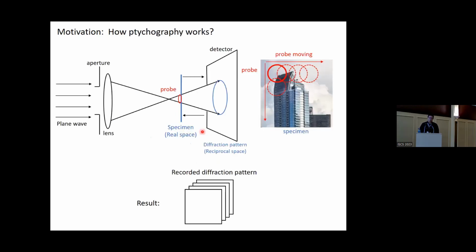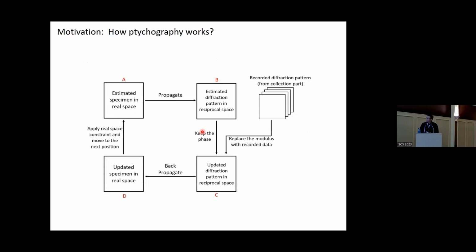I will quickly go over this. Ptychography works by placing the specimen in real space and then illuminating it with a defocused probe. This probe, together with a small part of the specimen, will be propagated to the detector and forms a diffraction pattern. And then we use the same probe to scan through the entire specimen until we get a series of recorded diffraction patterns for each position. And then we move on to the reconstruction part.